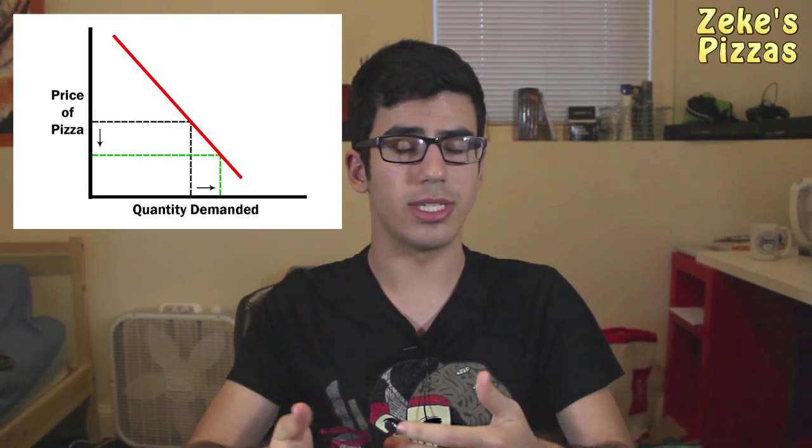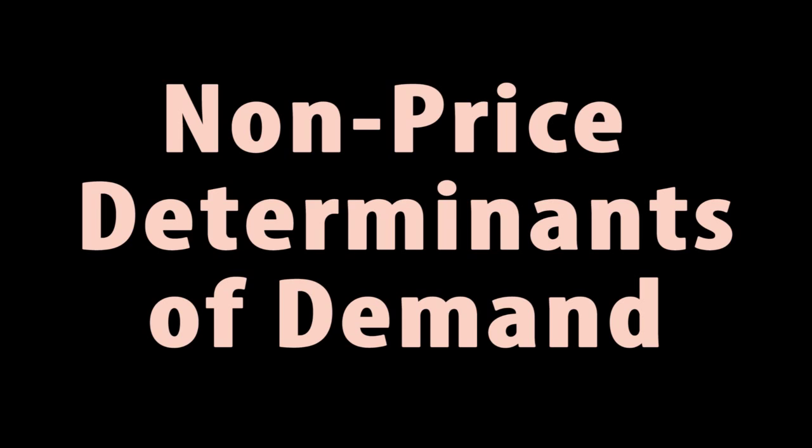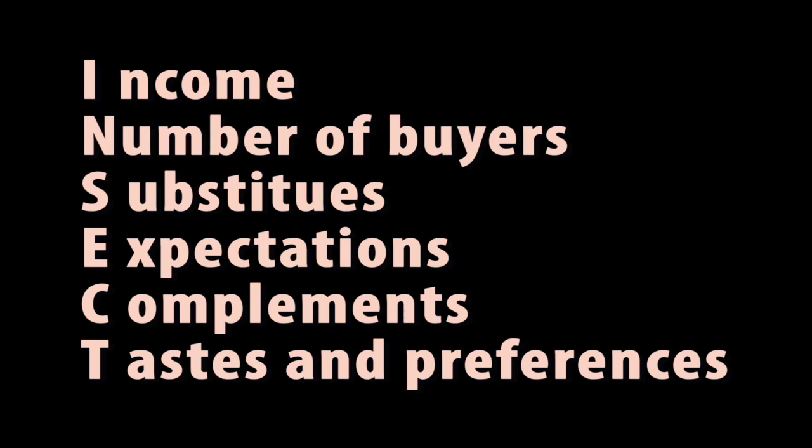whether increasing or decreasing. But we can actually shift the entire demand curve based off of what's known as non-price determinants of demand. Now, that's pretty much just a fancy way of saying things that affect how people demand or don't demand stuff that isn't based on price. Now, there's an acronym for this, and it's called INSECT. INSECT stands for income, number of buyers, substitutes, expectations, complements, and tastes and preferences. A change in any of these ends up shifting the entire demand curve to the right or to the left.